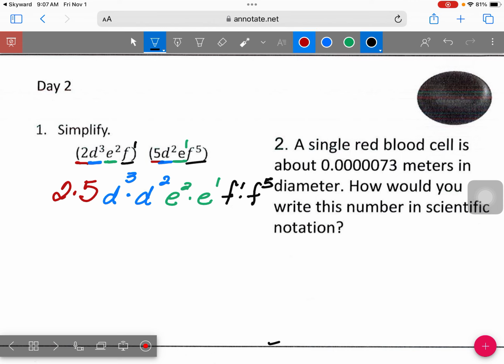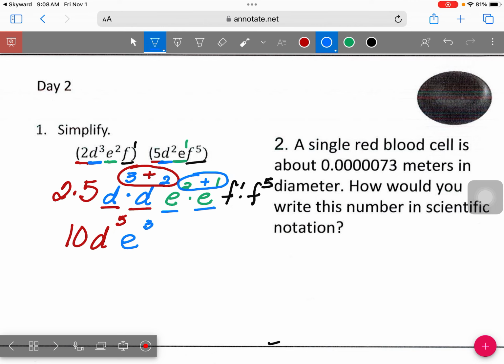Okay? So 2 times 5 is 10. D to the third times d to the second. When you are multiplying 2 powers that have the same base, you keep that base and you add the exponents. So this is d to the fifth. Here I have e to the second times e to the first. You keep that base and you add the exponents. So that's e to the third.